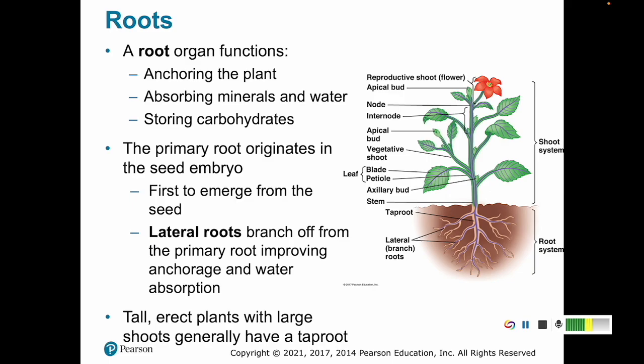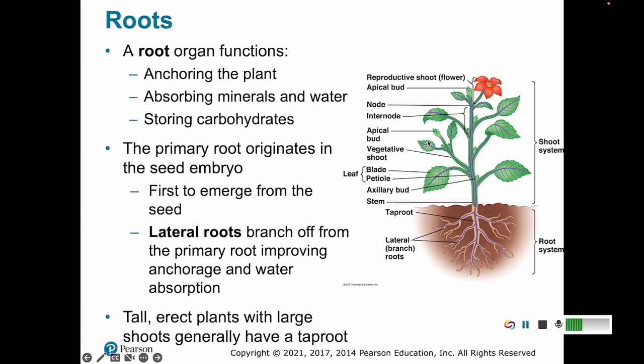So, we'll talk about what they're doing. You probably can already start to kind of figure out for yourself what roots are doing, what leaves are doing, and what stems are doing. Roots are going to have the functions of anchoring the plant. So, they keep that plant settled in place. They absorb minerals and water. And they often also will be storing carbohydrates.